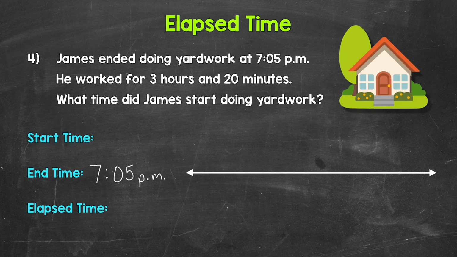And we also know the elapsed time. How long James worked for? 3 hours and 20 minutes. We need to figure out what time James started working. So we basically need to work backwards from that end time. Let's go over to the number line and put our end time on our number line.